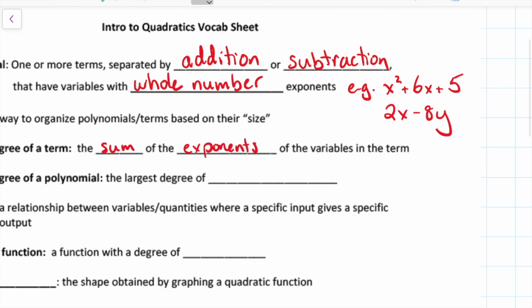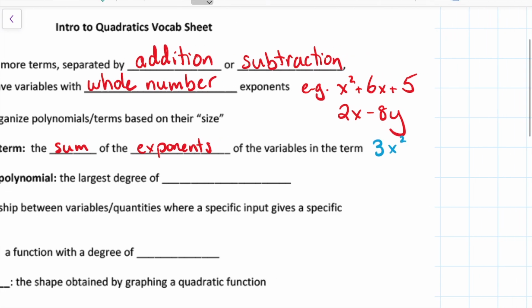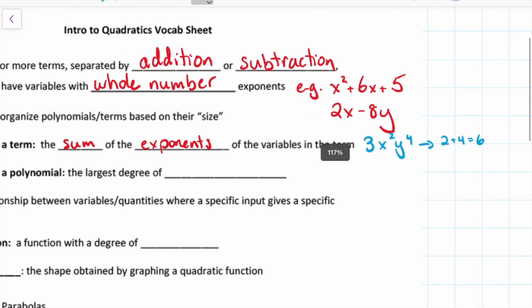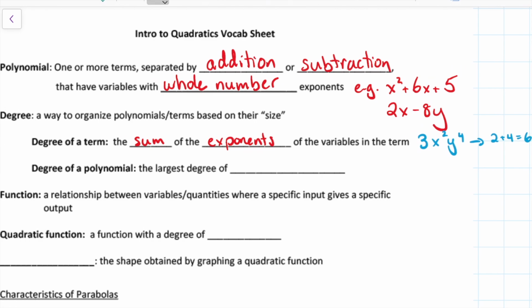So if we had something like, say, 3x squared y to the power of 4, that's one term, and our degree for that one term would be 6, because it's just 2 plus 4. For an entire polynomial that has multiple terms, we don't add up all of the degrees of the individual terms, it's just the biggest degree for any one of those terms. So if we look back up to our example earlier, that x squared plus 6x plus 5, x squared has a degree of 2, 6x has a degree of 1, and 5 has a degree of 0. So the degree of the entire thing is 2 because it was the biggest of any of those things.